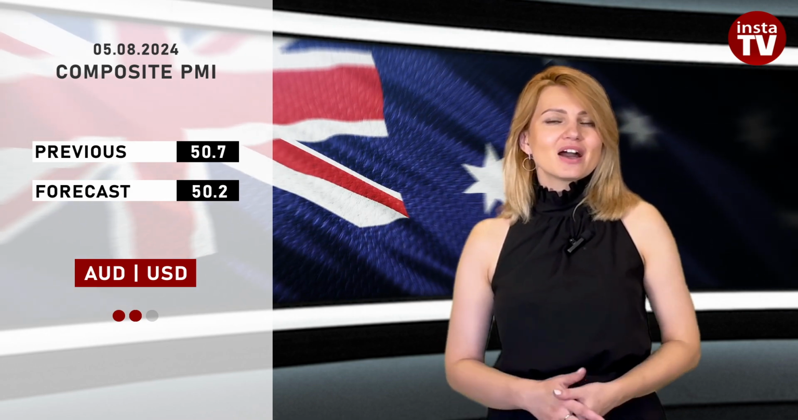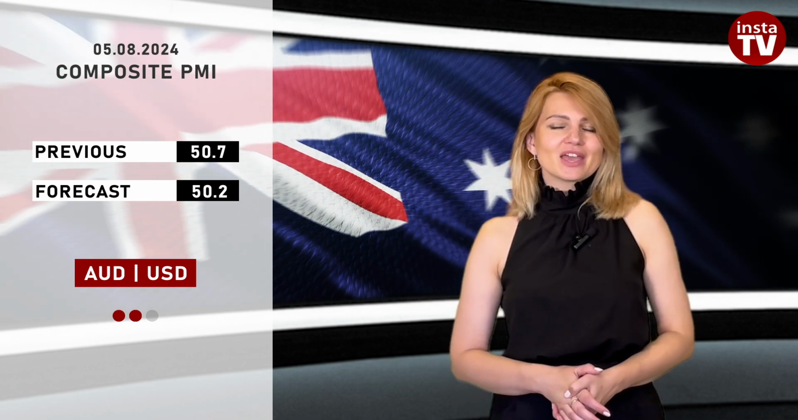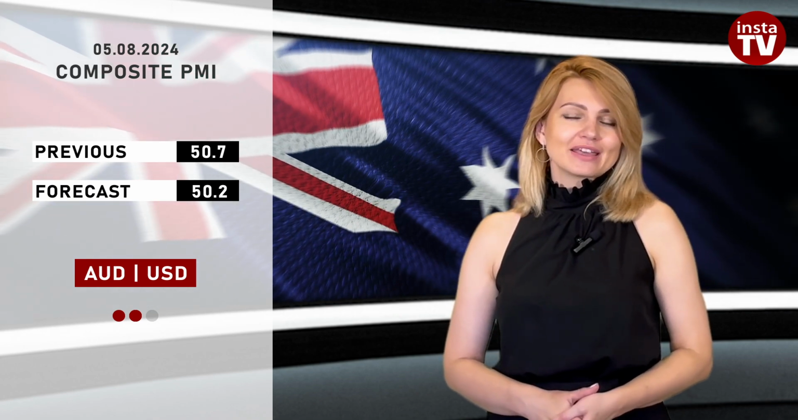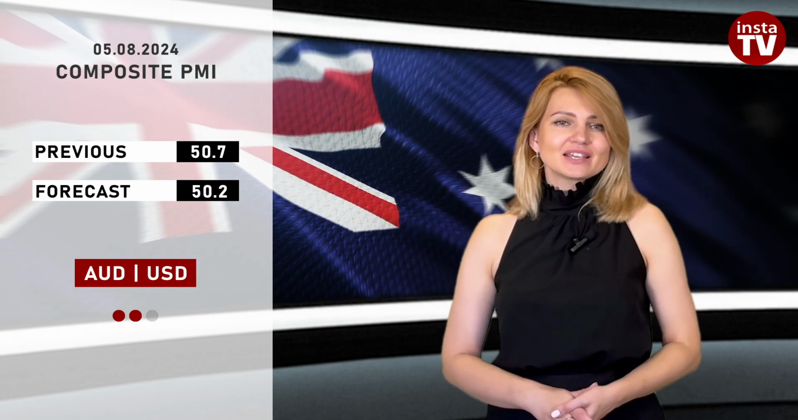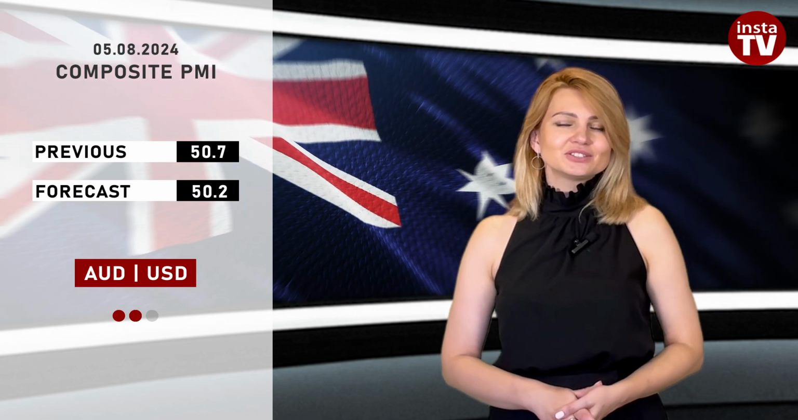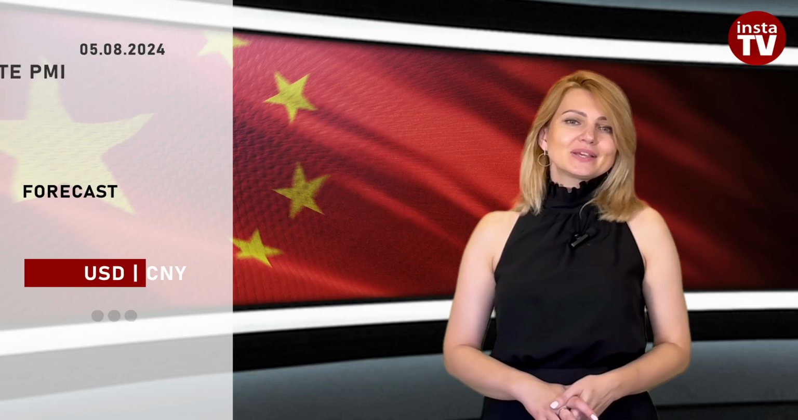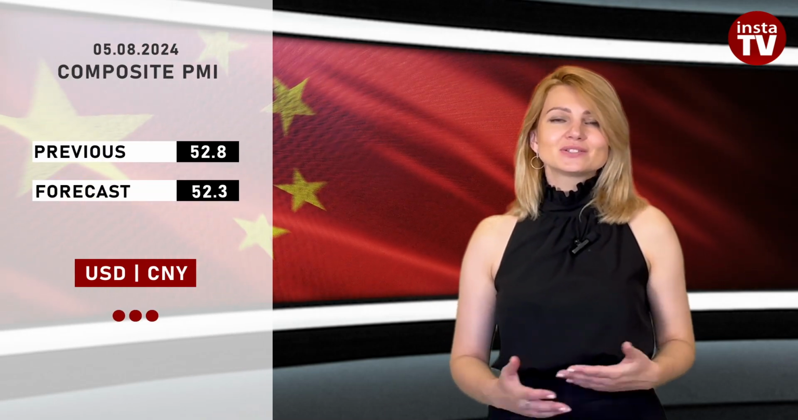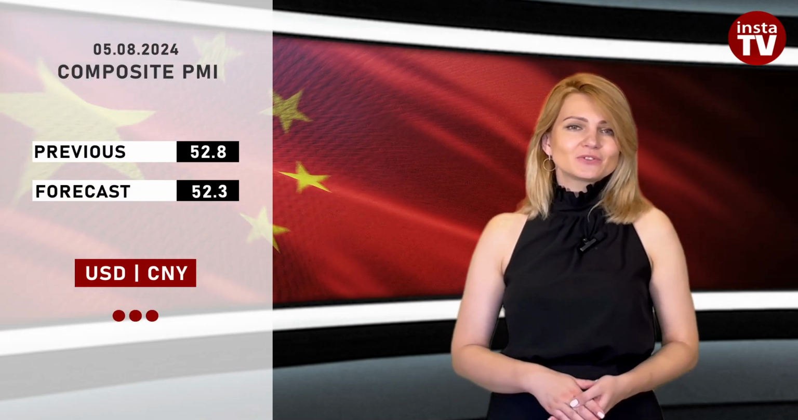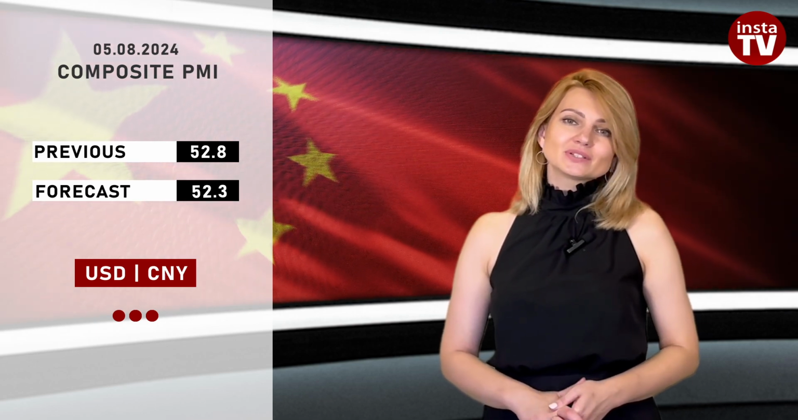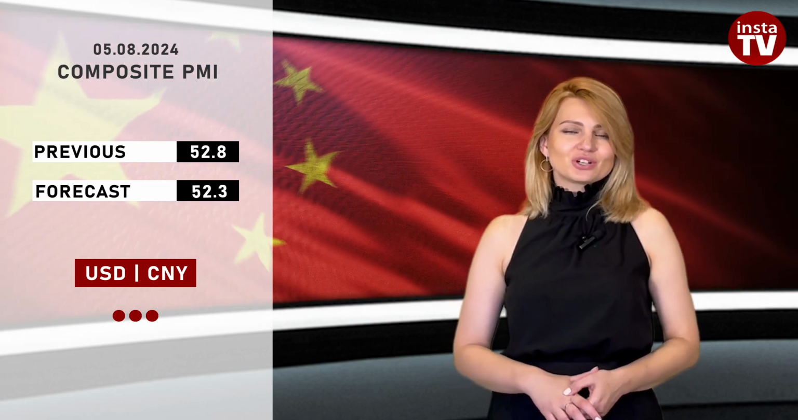For Australia, the composite PMI is estimated to have fallen by 0.5% to 50.2 points in July. If the actual reading is in line with the forecast, the Australian dollar is likely to lose value against the US dollar. With the Australian dollar often serving as a liquid alternative to the Chinese yuan in the global markets, the yuan is also expected to come under pressure.